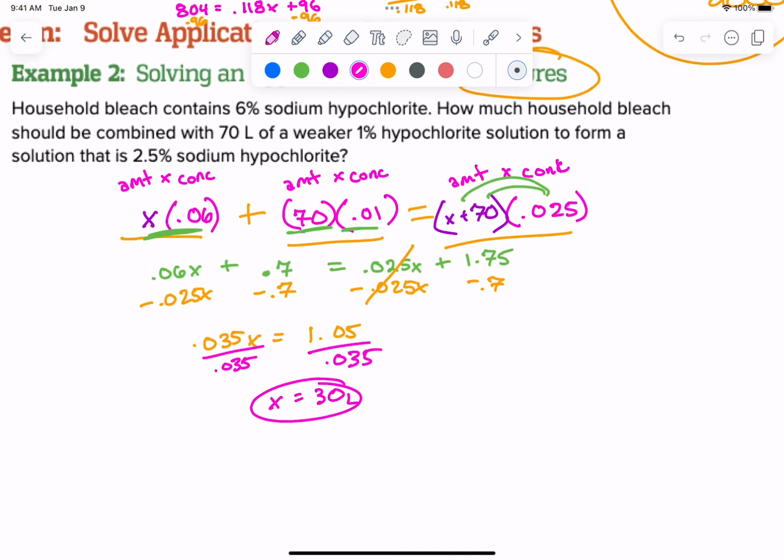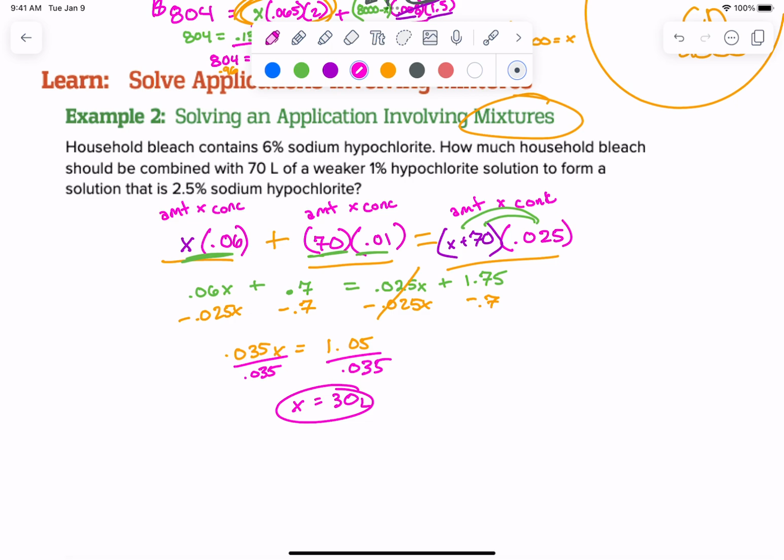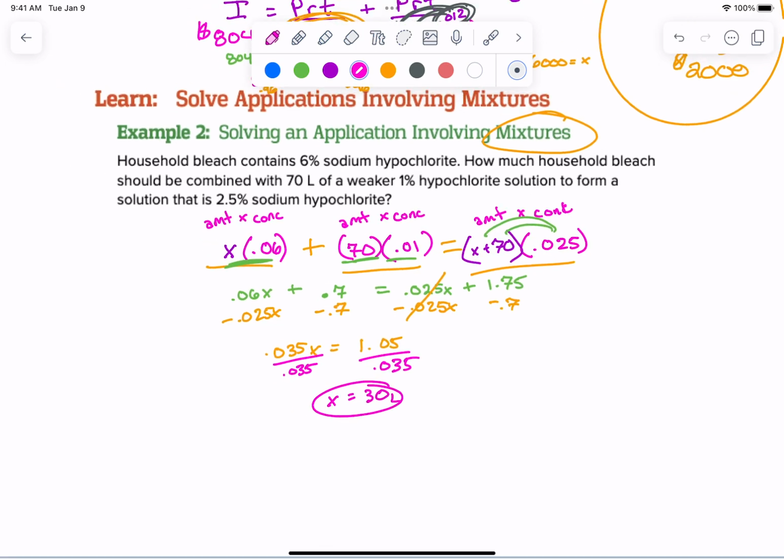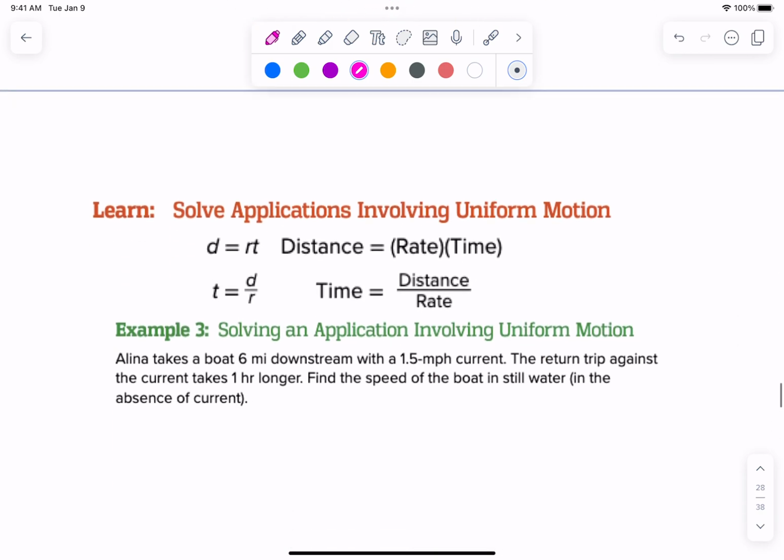liters. Okay, let's see what they're asking for. How much household bleach should be combined with 70 liters of a weaker solution to form a solution that is blah blah blah? 30. How much is my total solution? 100 liters would be my total solution because we started with 70, right? Good? That was example 2.